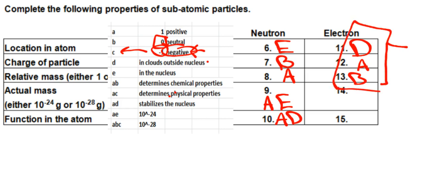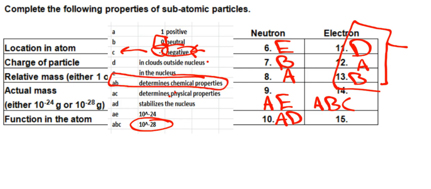All right, number 14, the actual mass of this, once again, is the one that is very small, so it's the smallest. That would be A, B, C. And then number 15, the function in the atom for the electron, it determines the chemical properties, or AB. Hopefully you had those right.